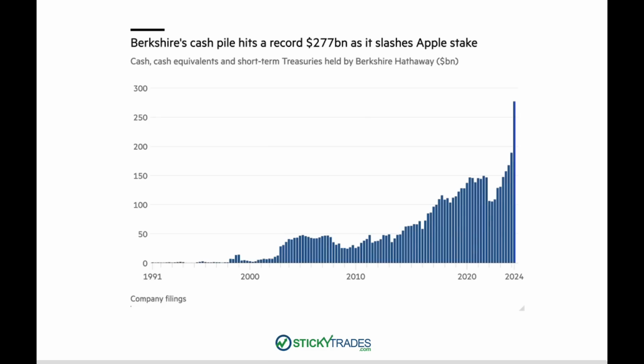Now, in addition to the debt, I want to show you what Berkshire Hathaway is doing. They now have a cash pile that is a record $277 billion and climbing. And they've sold a good chunk of their Apple stake, and they are ready for a downturn. See, Warren Buffett and his team want to have cash available, so if the market collapses, crashes, or even just corrects, they'll have an opportunity to take that cash and reinvest it in the market.